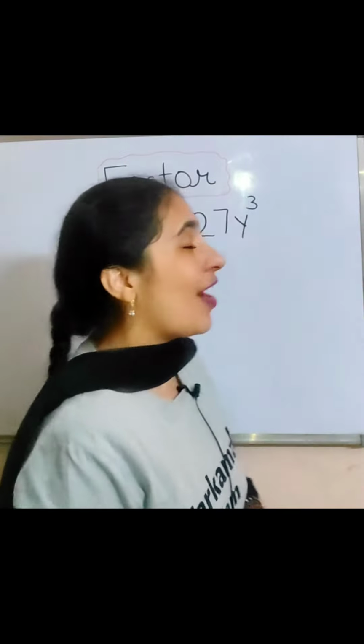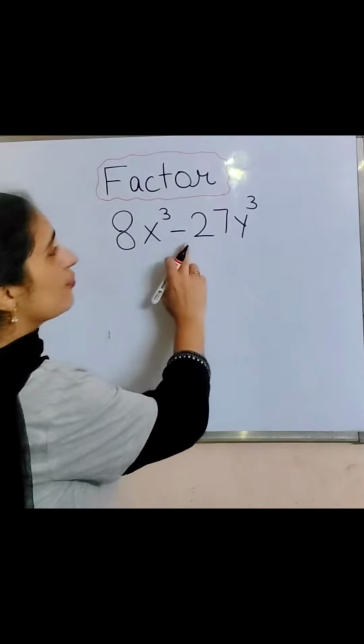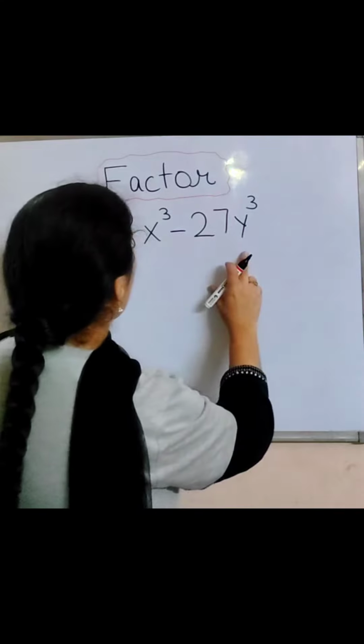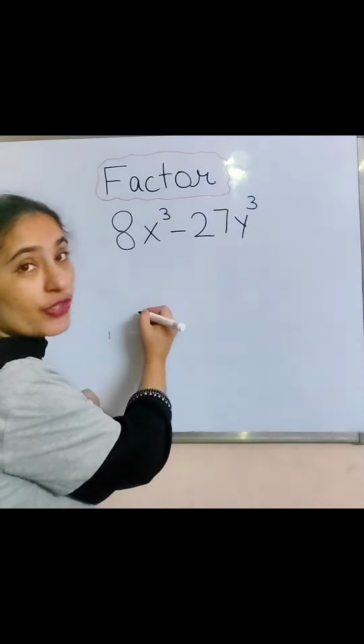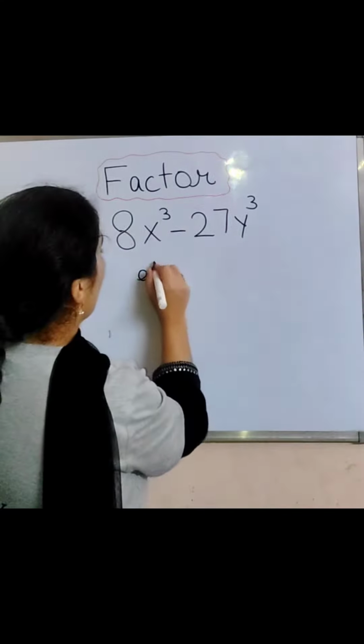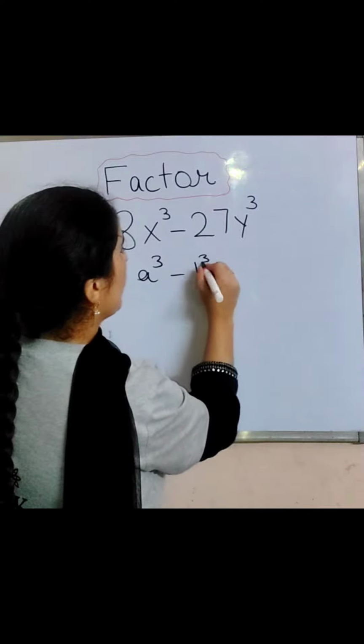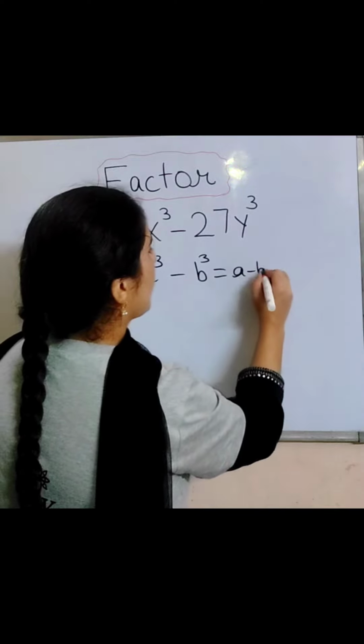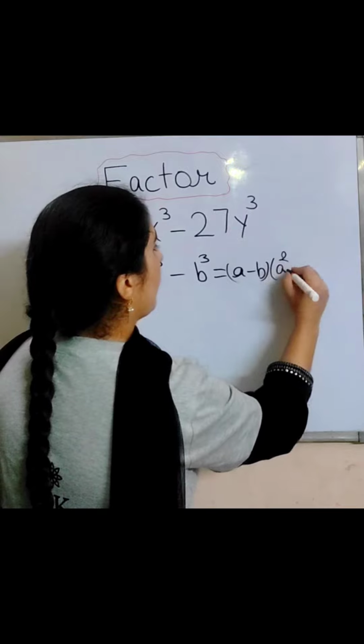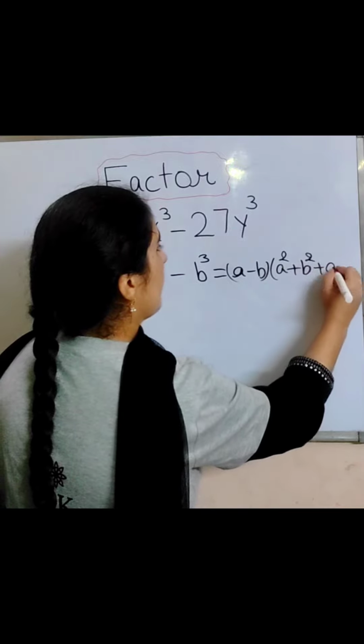Hello everyone. To find the factors of 8x cube minus 27y cube, we have to know about the difference of cubes formula. Here it is, the formula: a cube minus b cube is equal to (a minus b)(a square plus b square plus ab).